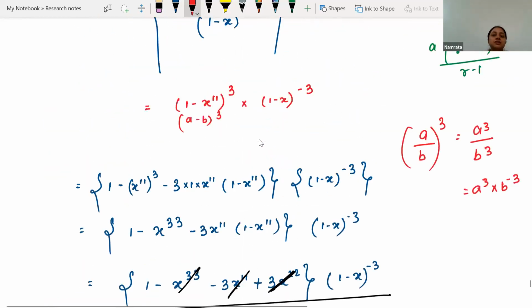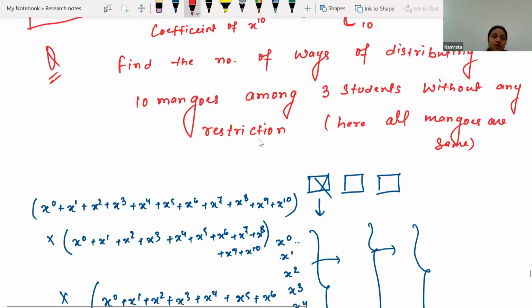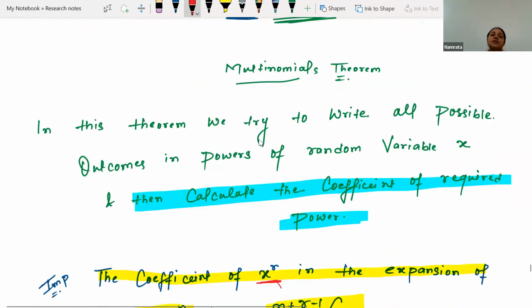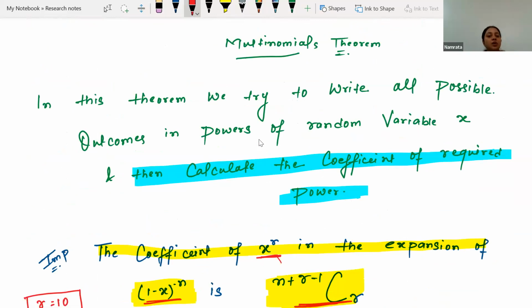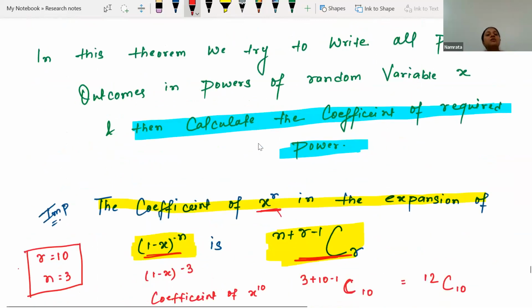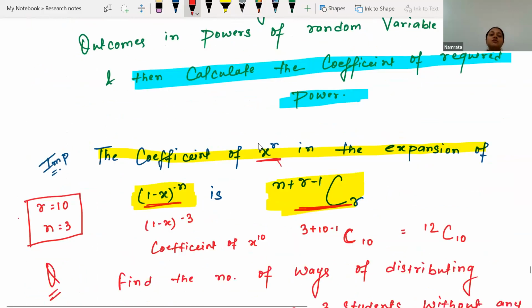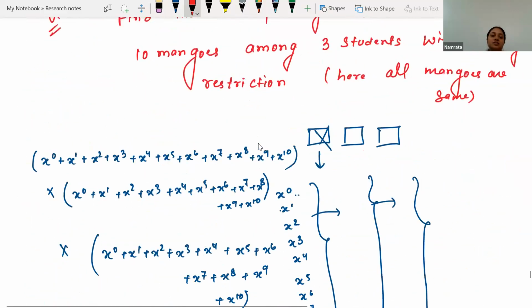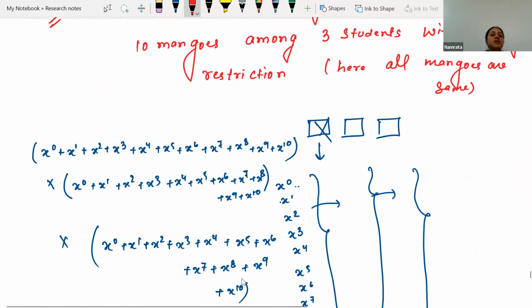So let's summarize the whole concept. In this theorem we try to write all possible outcomes. First we have written all possible outcomes, that means 10 mangoes, 3 people, and the possibilities for the first one are 0 mango, 1 mango, 2 mango, 3 mango, 4 mango, 5 mango, up to 10 mangoes. Similarly for the other ones. So we have written that in powers of x. And since the same possibility applies for each and every member, why not write it as a power 3?